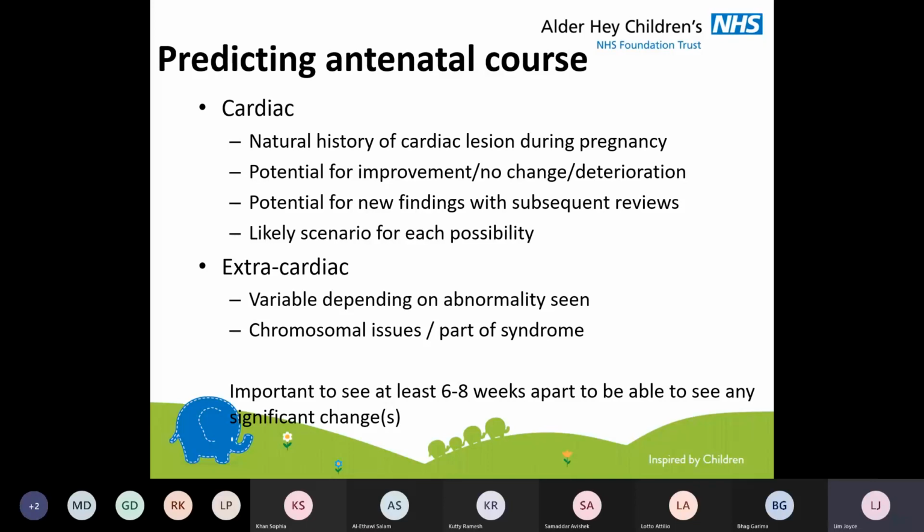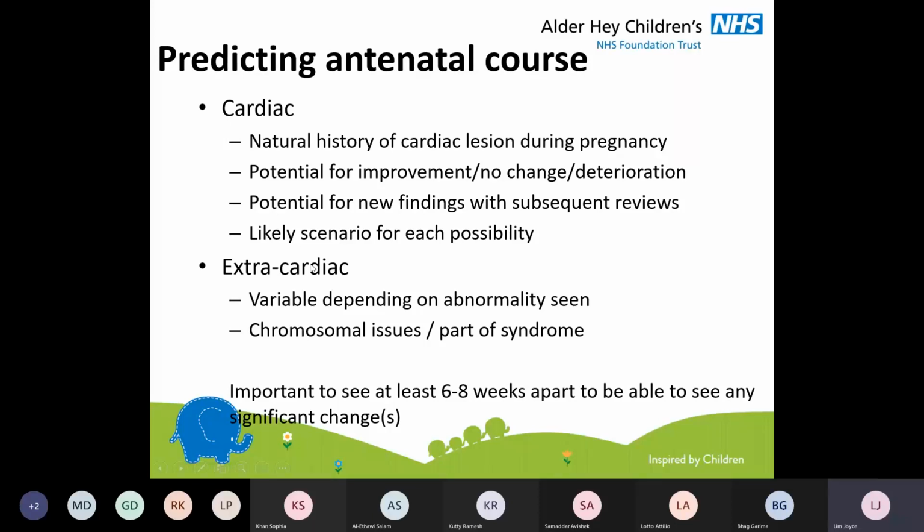We can't be negative to all parents. We have to be encouraging in most cases as well. And we need also to emphasize that sometimes, with subsequent visits, we can find more things wrong, and we can also find more things wrong at birth as well. And to try to give them possible scenarios if things improve, don't change, or deteriorate.